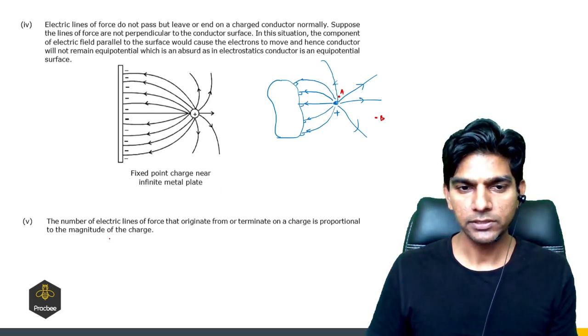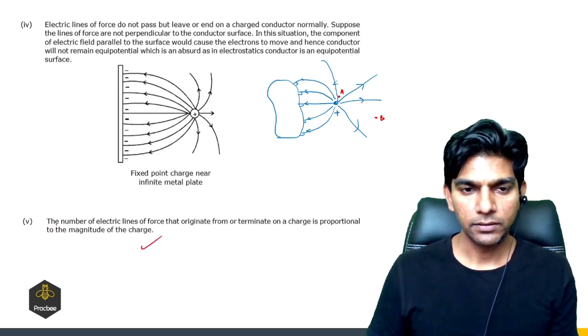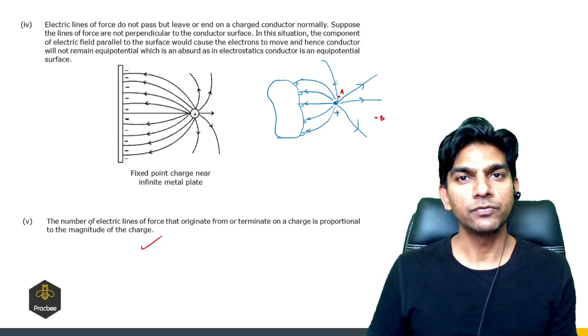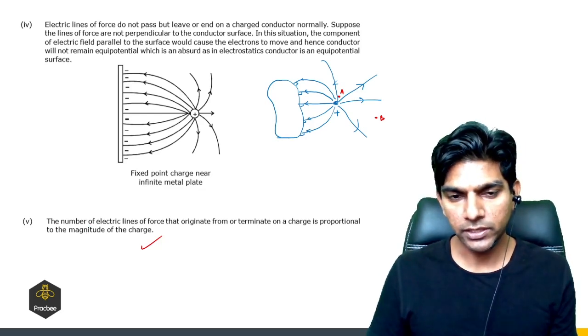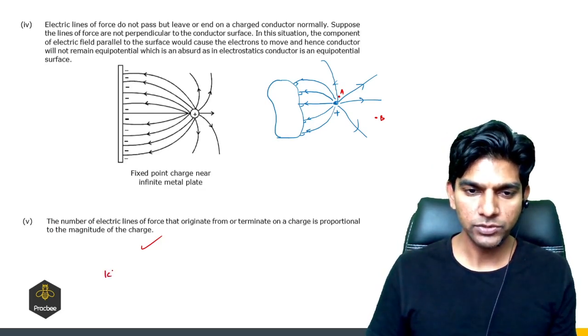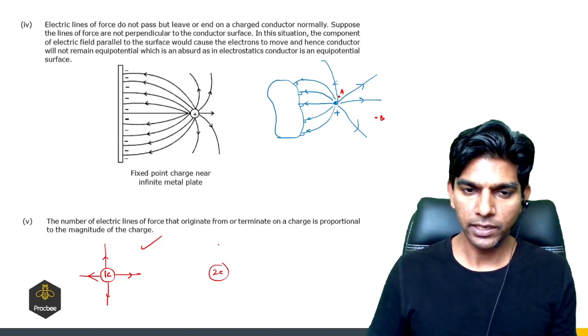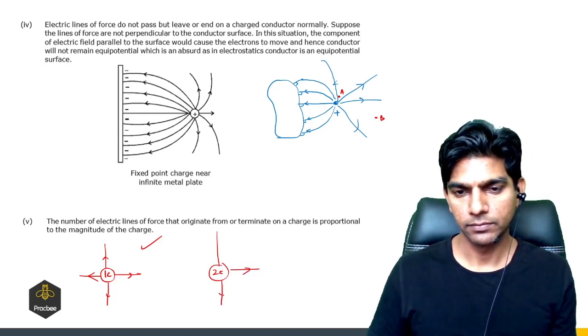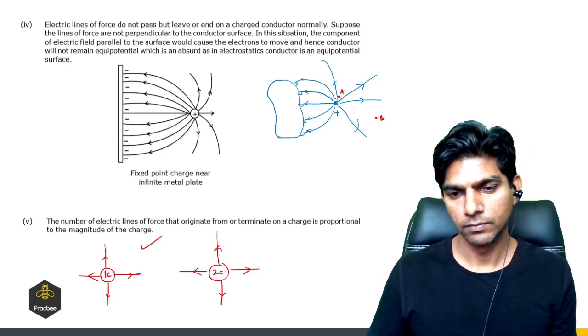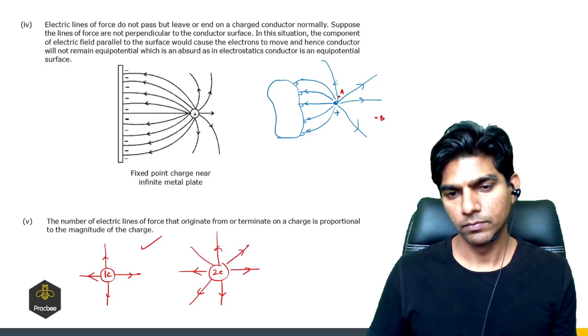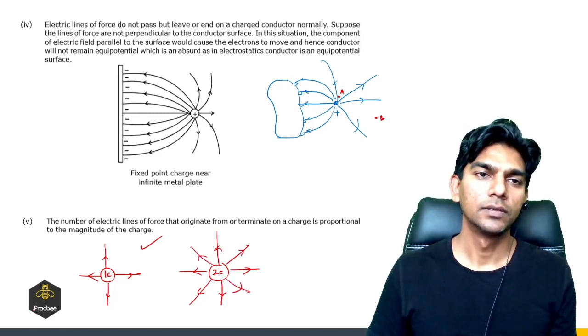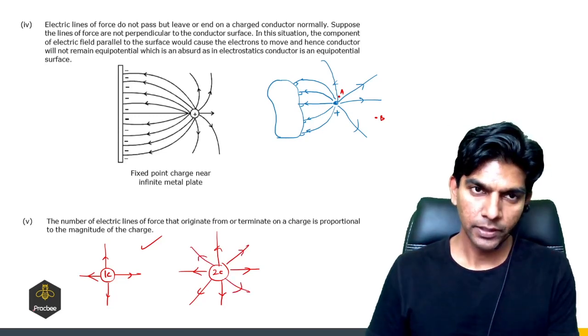So do remember this. And the number of electric field lines originating from a charge tells us the magnitude of the charge. For example, if I have 1 coulomb charge, and I'm showing 4 electric field lines, for 2 coulomb charge, I will show 8 lines, right? Got it? So these properties you have to remember.